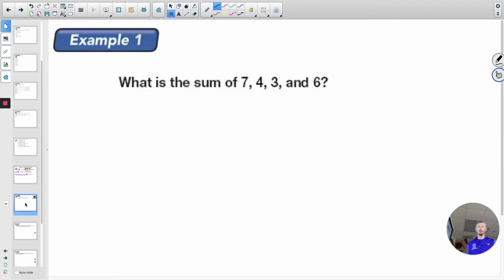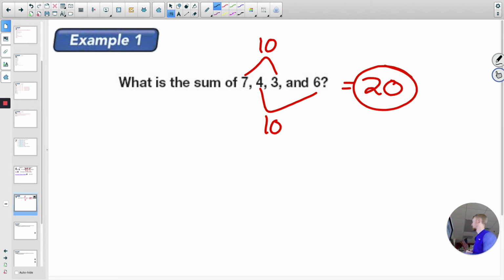All right, example number 1. What is the sum of 7, 4, 3, and 6? Go ahead and jot this down in your notebook. You can do this problem on your own. I like to think of these and pair them up to make them easier. So I know 7 and 3 make 10, and I know 4 and 6 make 10, which means 7 plus 4 plus 3 plus 6 gives me 20.